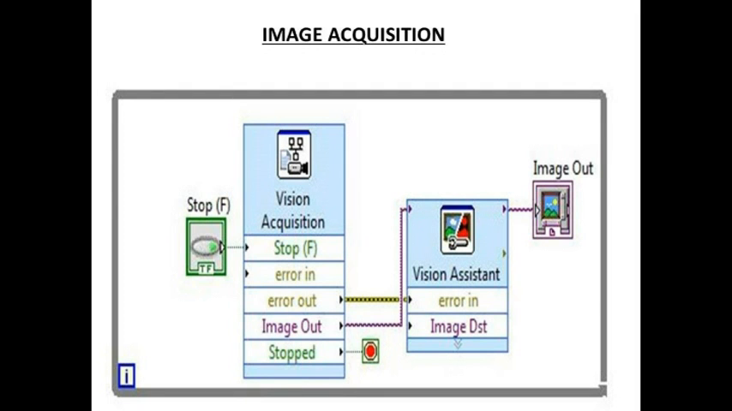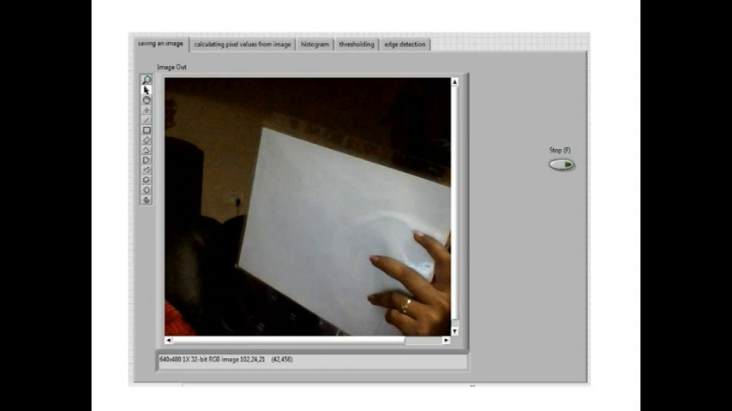According to our implementation, image acquisition is the first stage. It is the creation of a digital image, typically from a physical scene. After the image has been obtained, various methods of processing can be applied to the image to perform the many different vision tasks required today. It is the front panel of an image acquisition which is obtained by using vision acquisition.